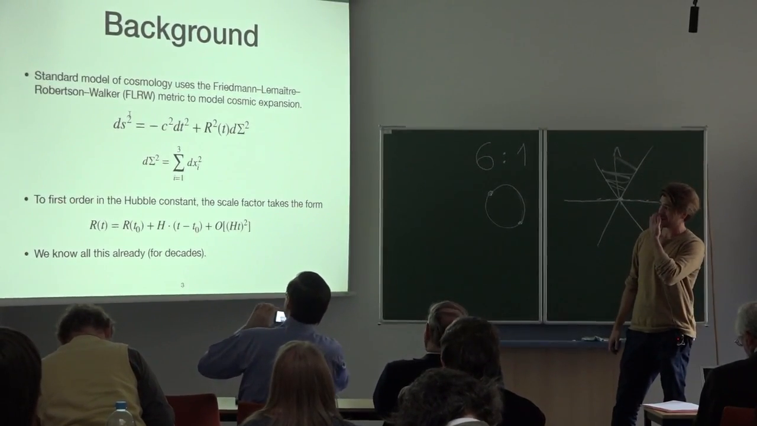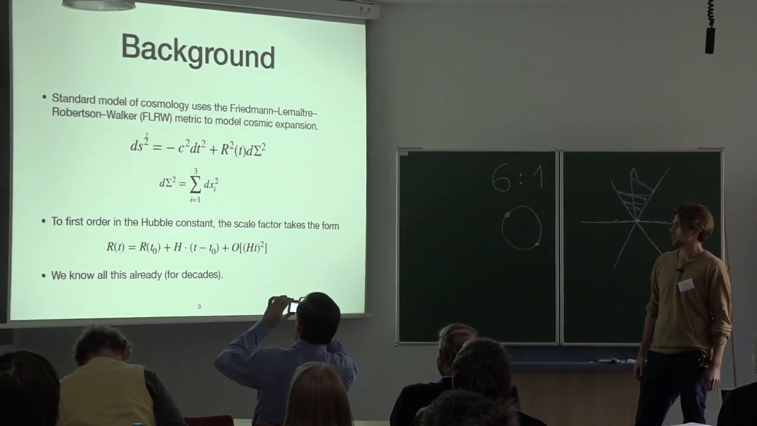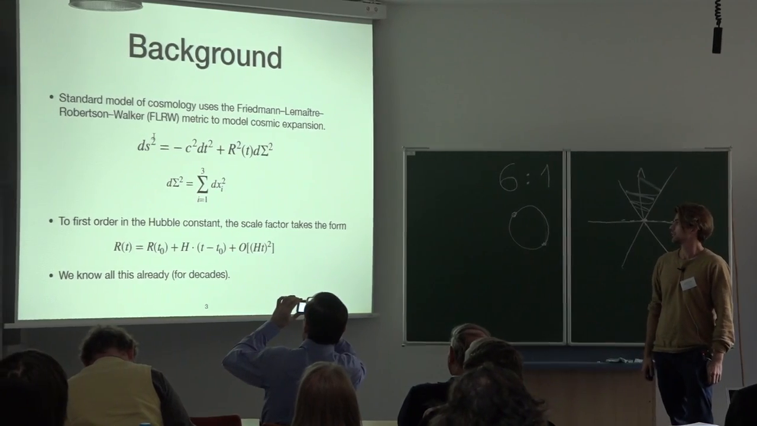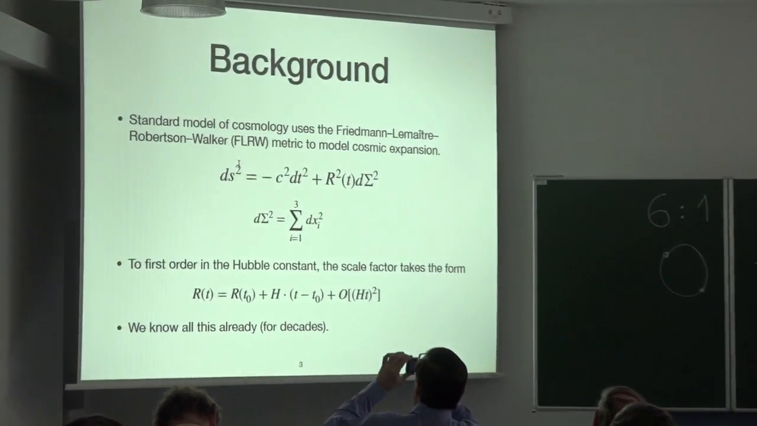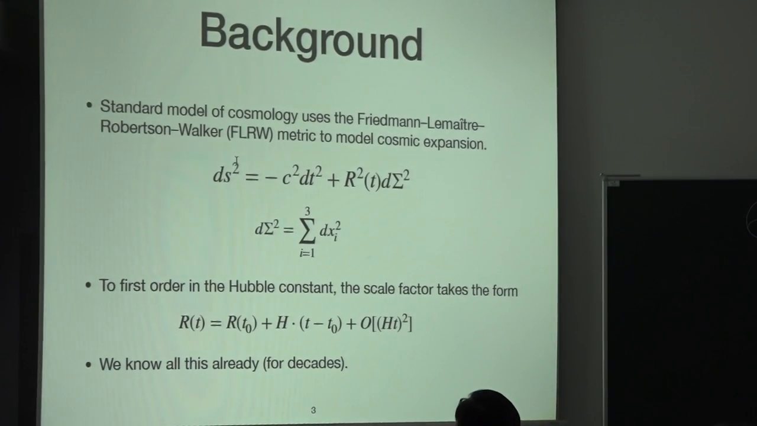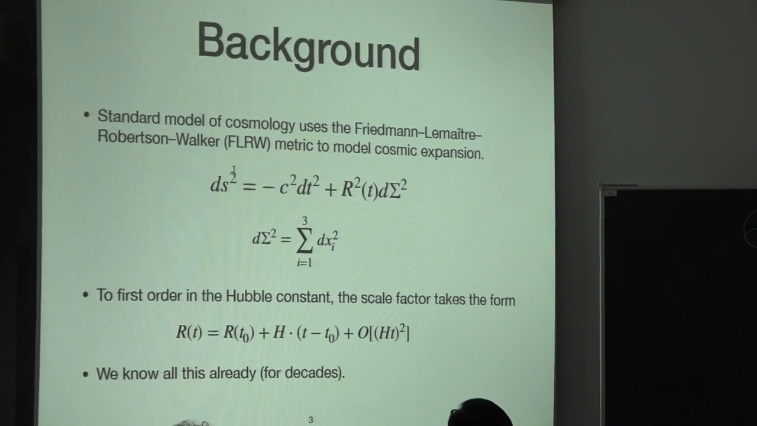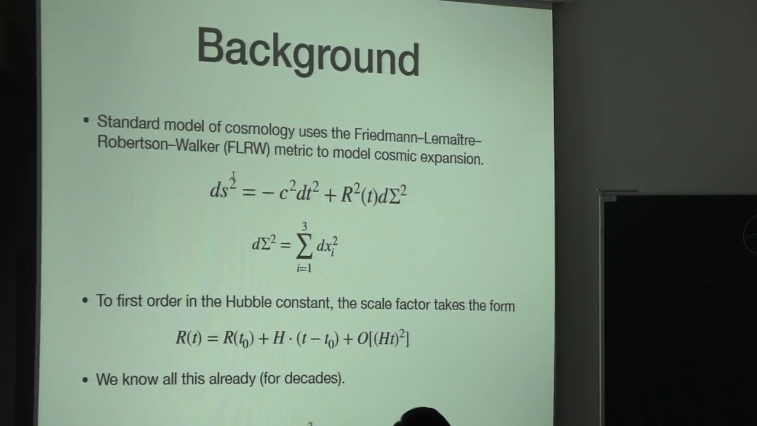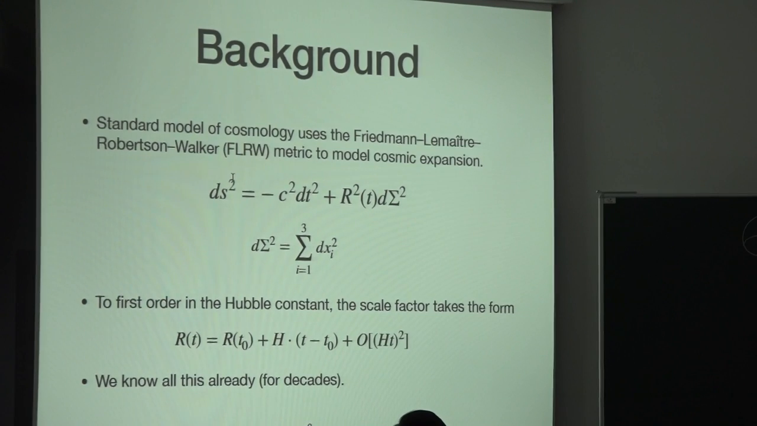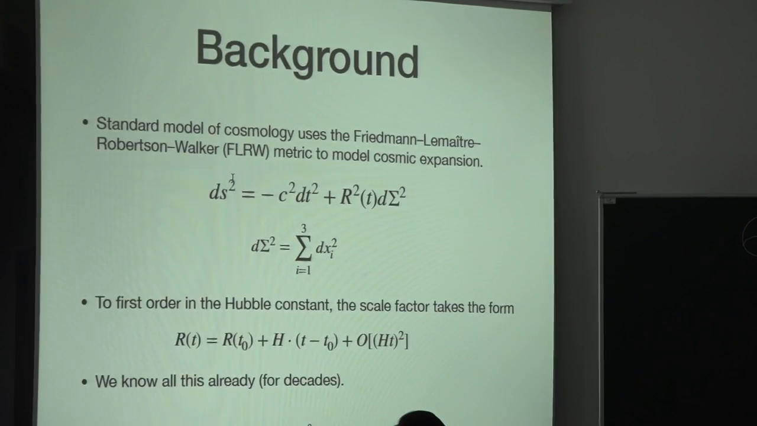But just some background, we've seen this a little bit today, but to go over it to make sure everybody's aware, you have a standard model of cosmology, which uses the Friedmann metric to model cosmic expansion. That's the Friedmann metric. And then to first order in the Hubble constant, the scale factor takes this form, where H should probably be labeled H naught. We know all this already.